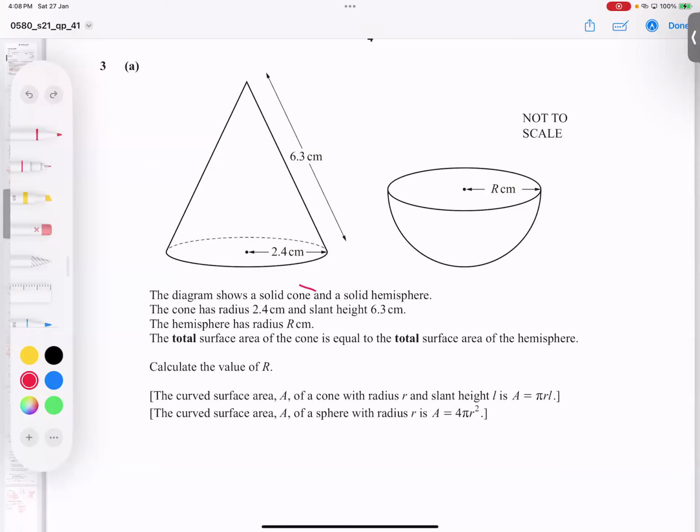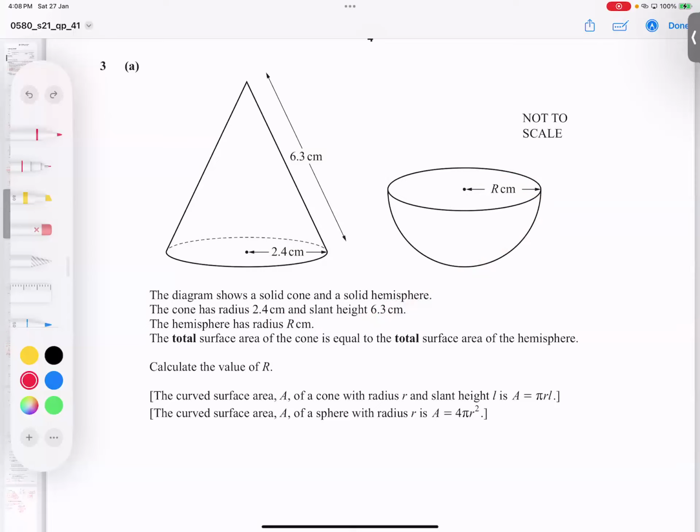In the same way, he says solid cone, so the bottom circle is a part of the question. If he mentions hollow, then this circle is not a part of the question. I think you got the idea. So the word solid is very, very important. Don't take these two words casually. Move on to the next. The radius of the big hemisphere is this, and the radius of the cone is 2.4.